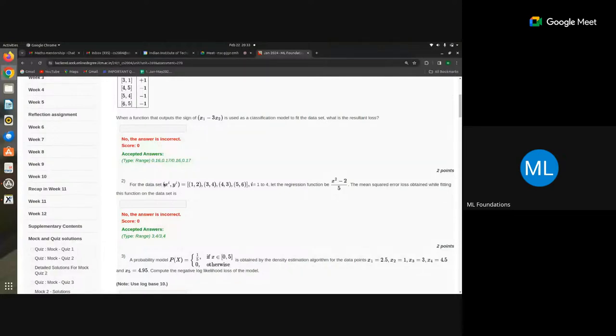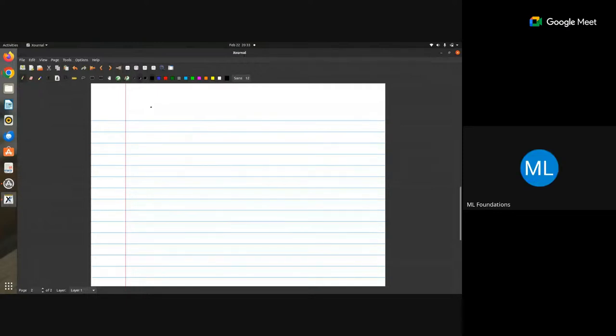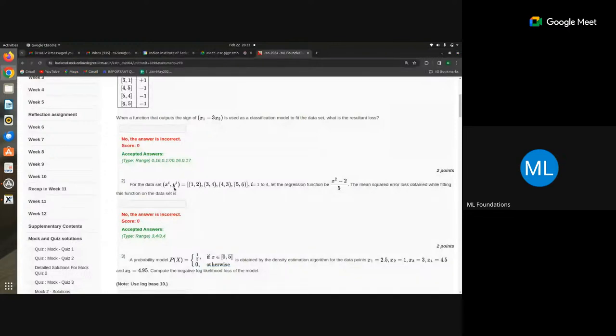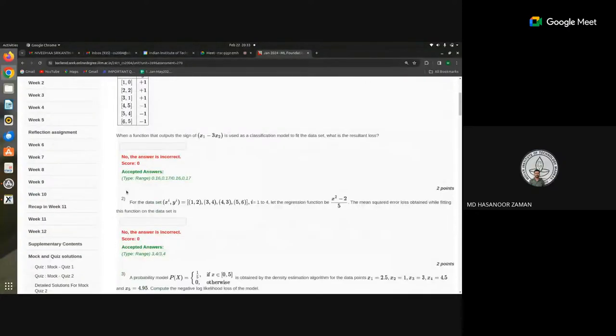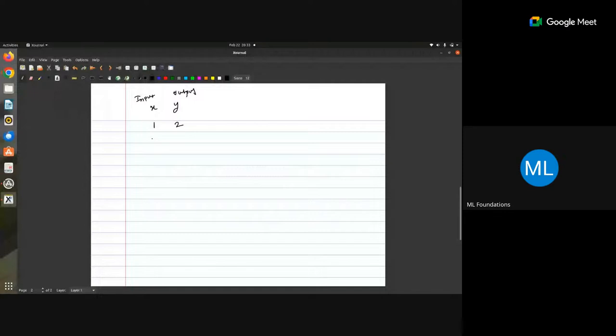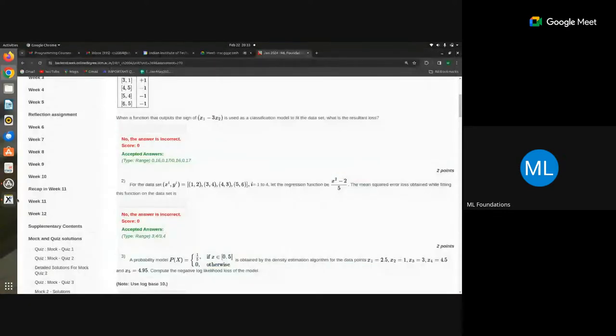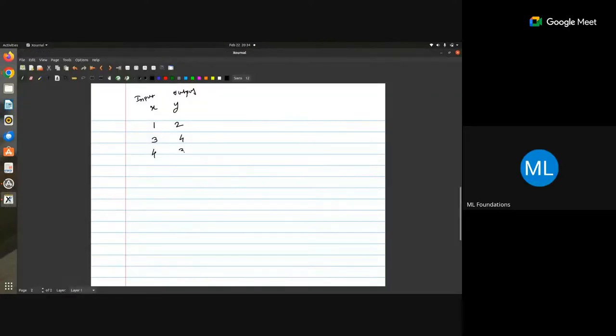The data set is (x_i, y_i). So in (1, 2), what is x and what is y? X is 1 and y is 2. So this is the input, a one-dimensional input, and this is the output. This 1 comma 2 represents x_i and y_i. In the first case the input was two dimensional, but here it is one dimension. Similarly 3, 4; 4, 3; and 5, 6.